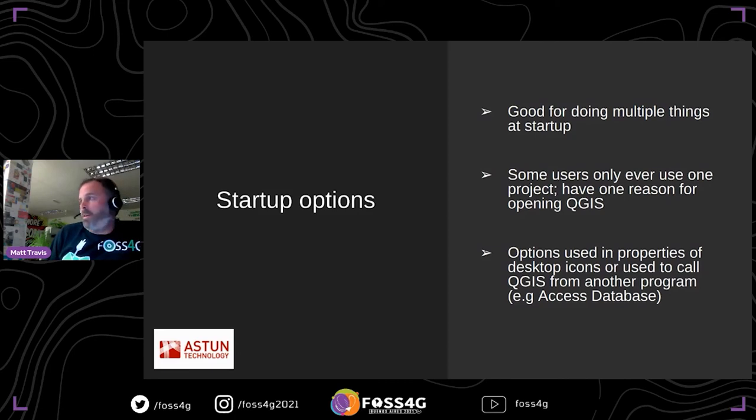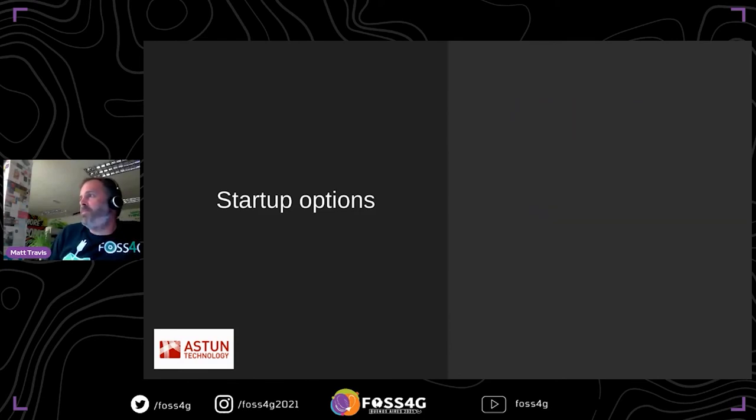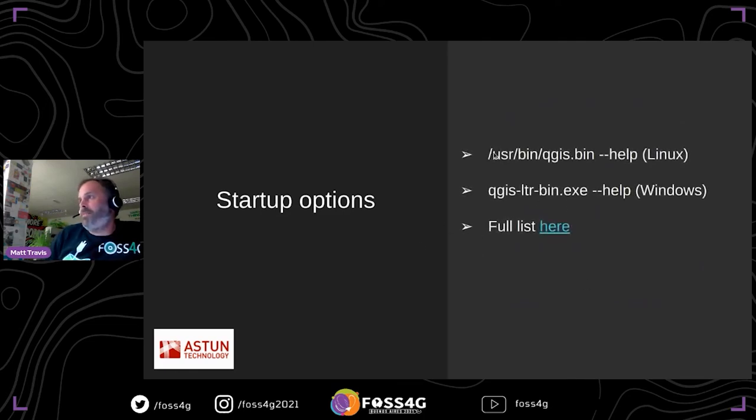So startup options on Linux, the list that's available can be accessed using this command here, or qgis_ltr-bin --help. So I'll just quickly jump over to the terminal window. If I just clear up. So there's a bit of a live demo here. Hopefully you can see all that. Just at the top, these are all the options that are available. Also available on the QGIS docs, so I'm going to share that at the end.